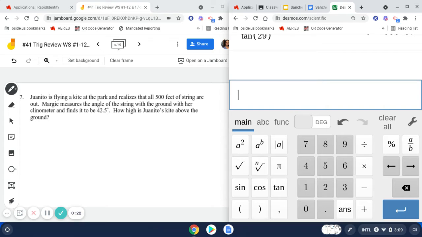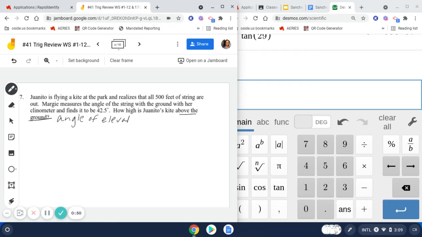So Juanita was flying a kite at the park and realizes that all 500 feet of string are out. Margie measures the angle of the string with the ground with her clinometer app, we all have that, right? And finds it to be 42.5 degrees. How high is the kite above the ground? So picture, anytime we're talking about a height above the ground, that we're talking about an angle of elevation.